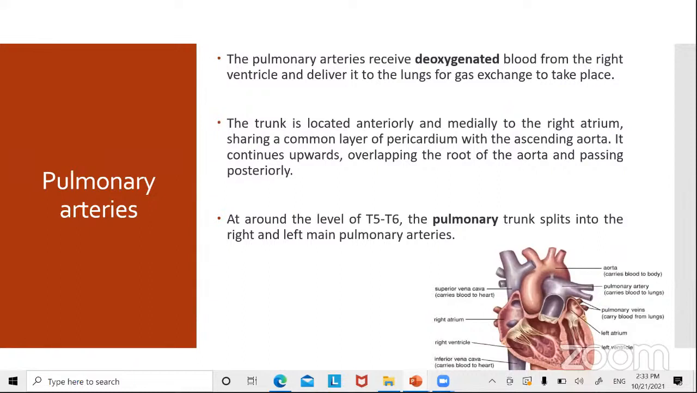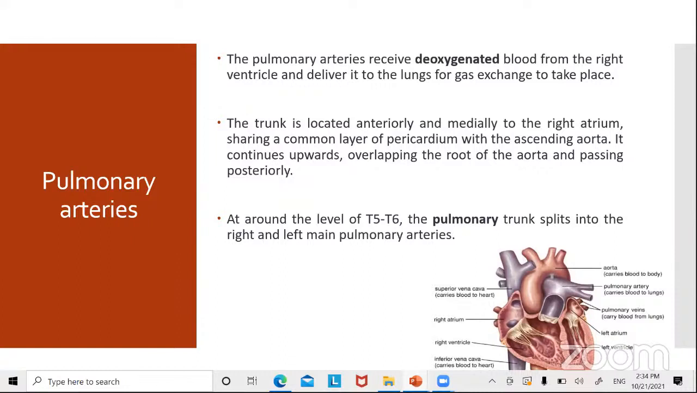The pulmonary arteries receive deoxygenated blood from the right ventricle and deliver it to the lung for gas exchange to take place. The arteries begin as the pulmonary trunk, which is a thick and short vessel, separated from the right ventricle by the pulmonary valve. The trunk is located anteriorly and medially to the right atrium, sharing a common layer of pericardium with the ascending aorta.